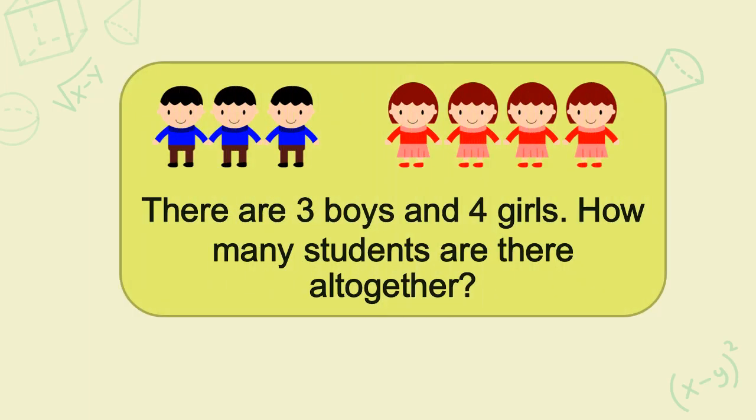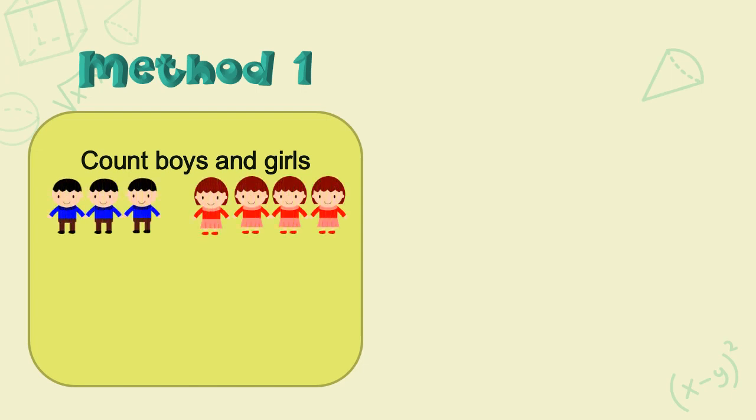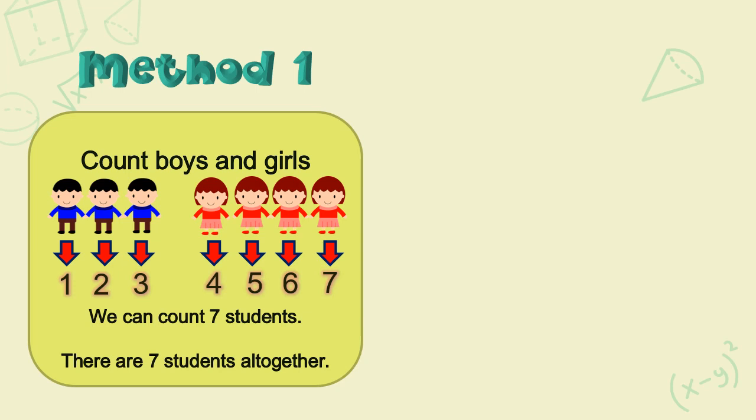One more example. There are 3 boys and 4 girls. How many students are there altogether? Method 1. Count boys and girls. 1, 2, 3, 4, 5, 6, 7. We can count 7 students. There are 7 students altogether.